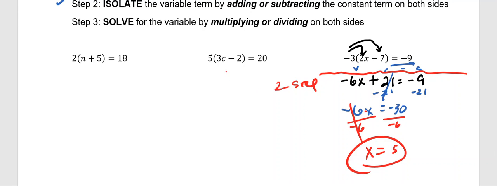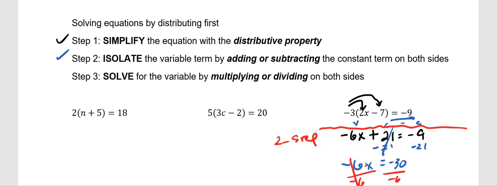So what I want you to do is to take these last 2 equations and to follow the steps up above. Simplifying by distributing, isolating as we know how to do by adding or subtracting. And actually, you'll notice these will all require us to add or subtract a constant term. And then finally, the last step of solving with inverse operations. Do those 2, and we'll get more practice when we meet again.